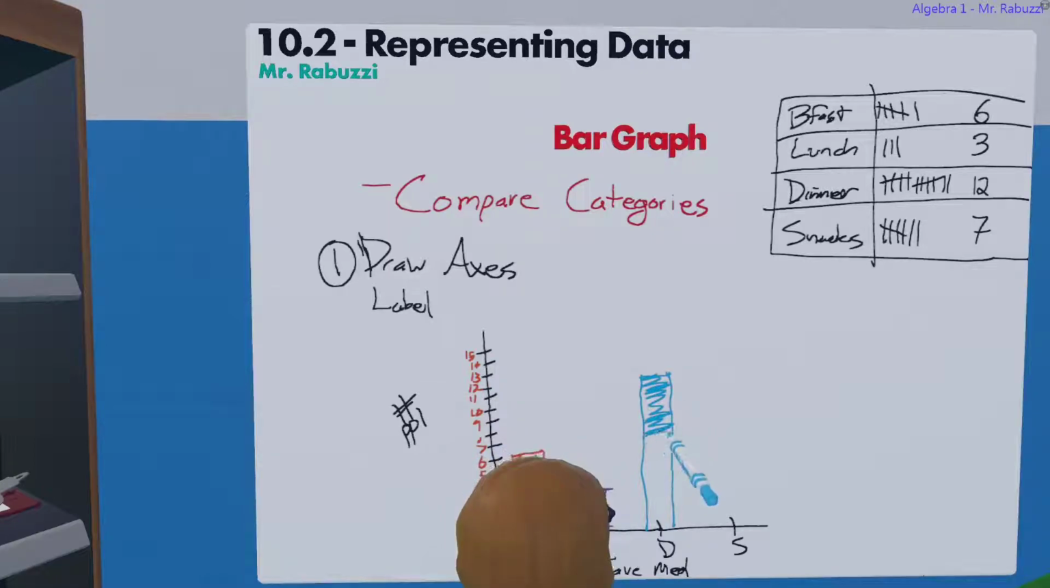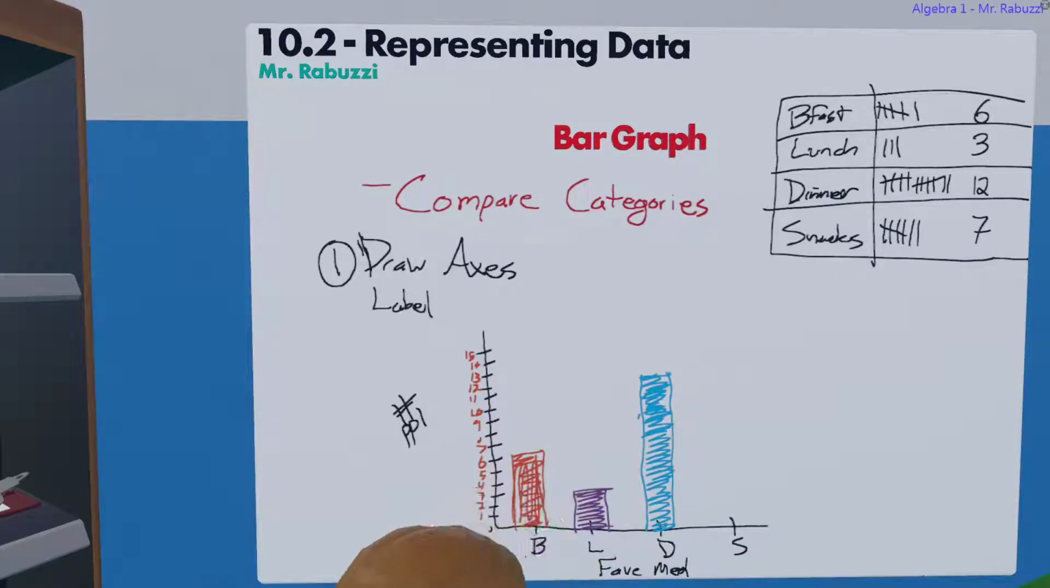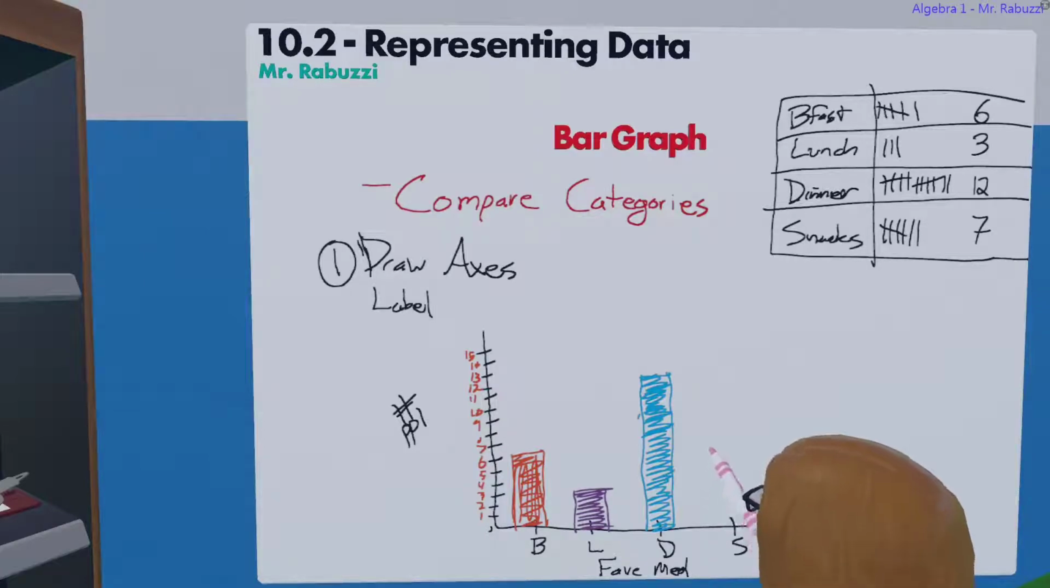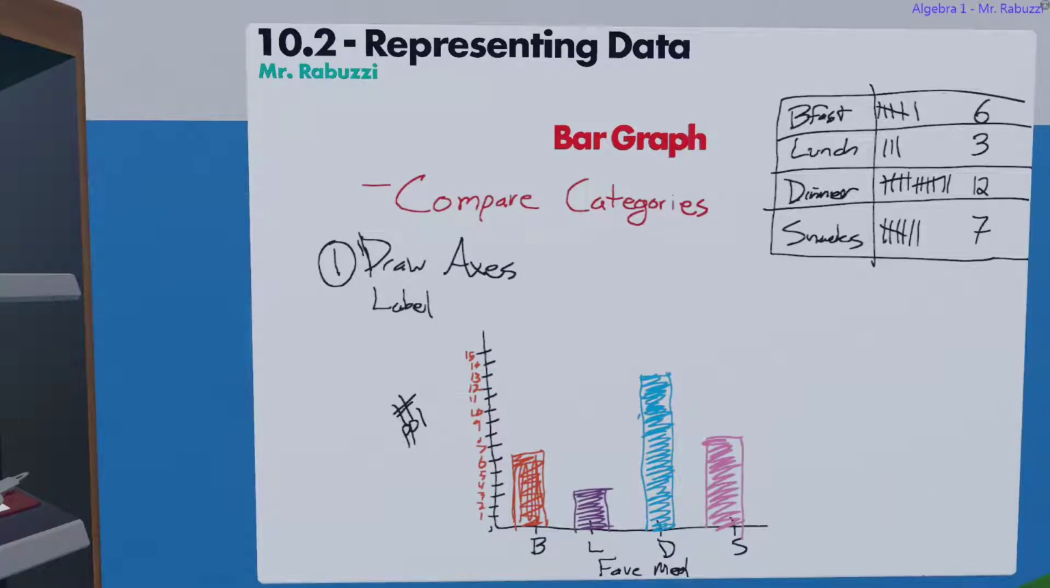Color it in. You don't have to color it in. I'm just making mine look nice-ish. Okay. Dinner is blue. And snacks will be pink. Snacks, 7 people liked snacks. So it's a little taller than the breakfast one. Okay. There's my bar graph.